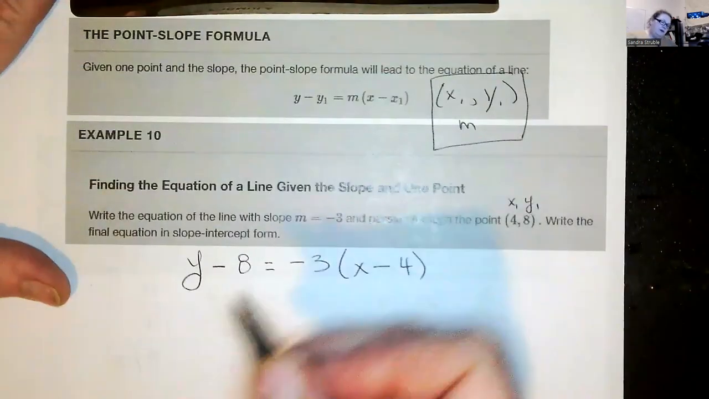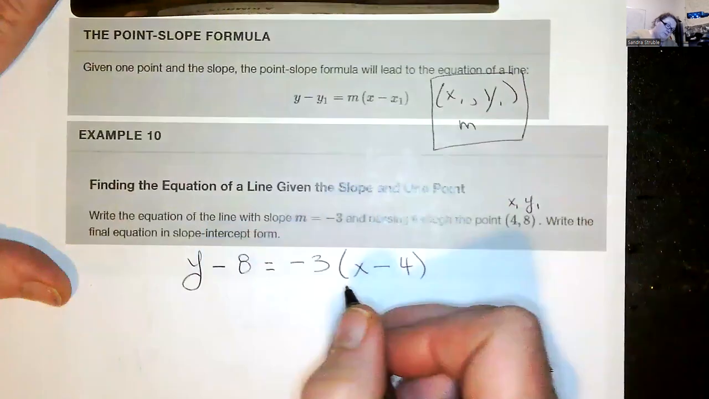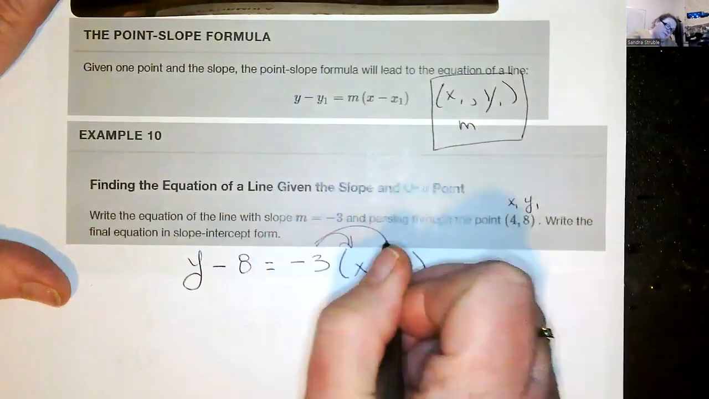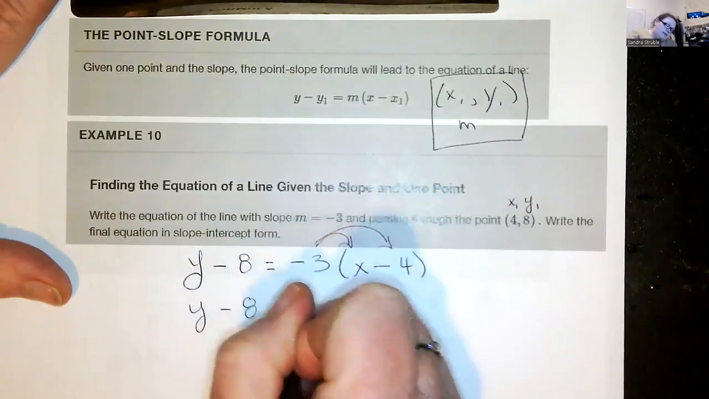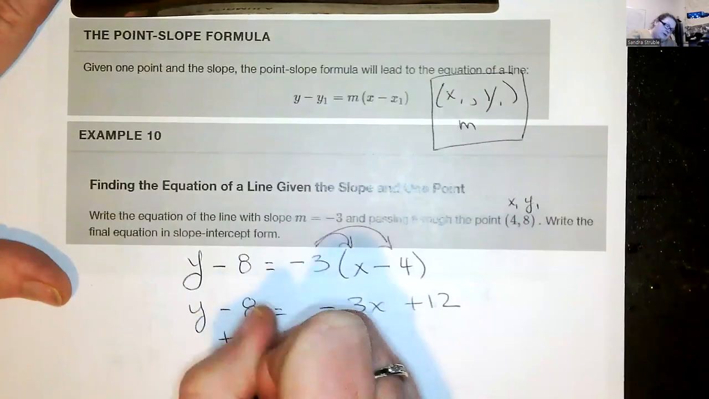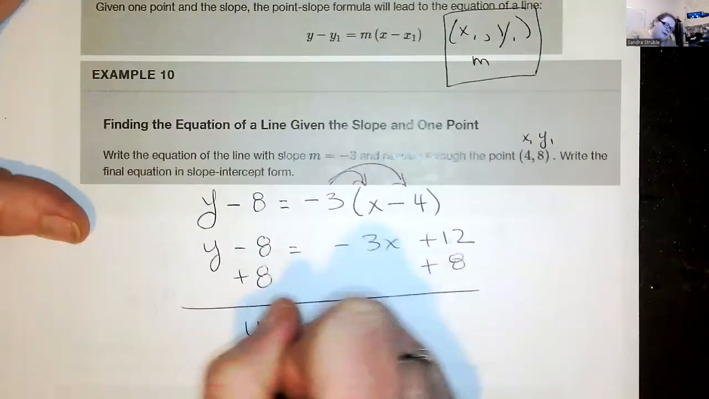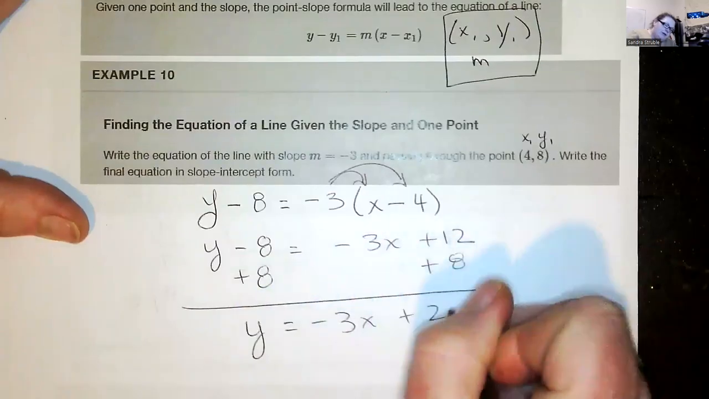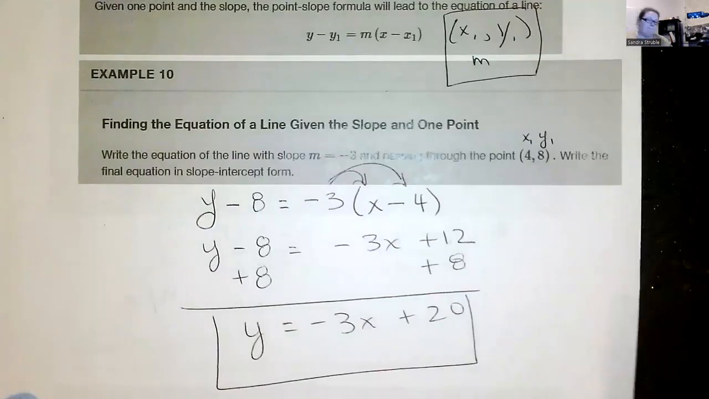Okay, I'm going to solve everything for y. I'm going to start by distributing my -3 across my binomial. And y minus 8 is equal to -3x plus 12. Add 8 to both sides. And I get that y is equal to -3x plus 20. And that is my equation of the line. Okay.